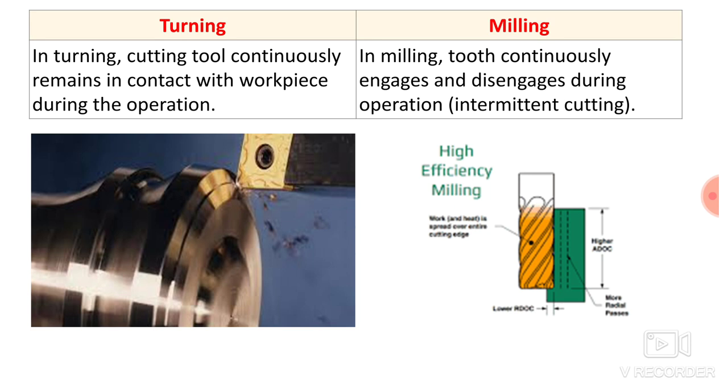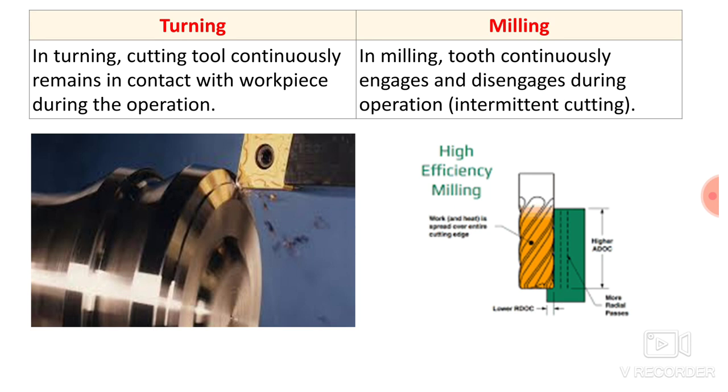Now in milling, tooth continuously engages and disengages during the operation. That is known as intermittent cutting. So here you can see the image of end mill cutter, and that is in contact with the workpiece. The end mill cutter has multiple cutting edges, and at one particular moment only 2 or 3 teeth are in contact. The entire tool is not in contact with the workpiece while cutting, as it is having multi-point.